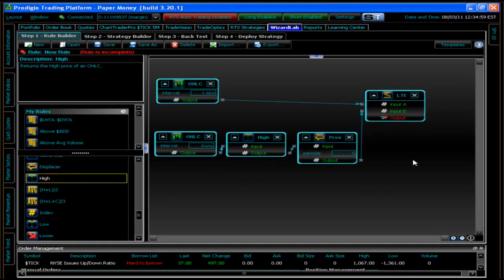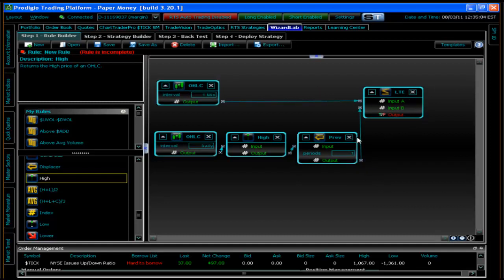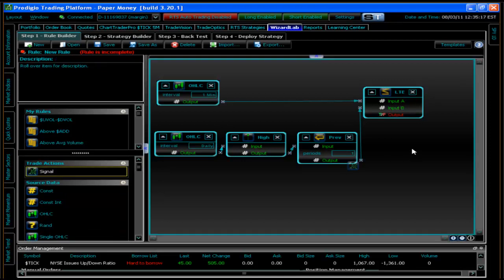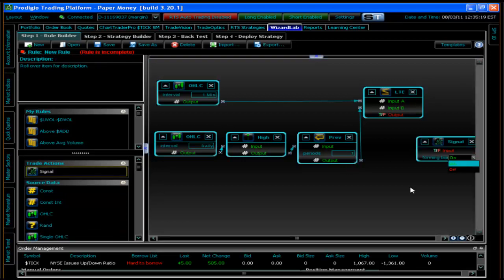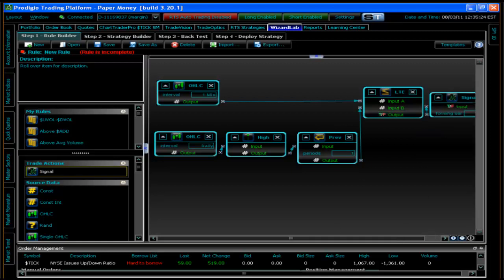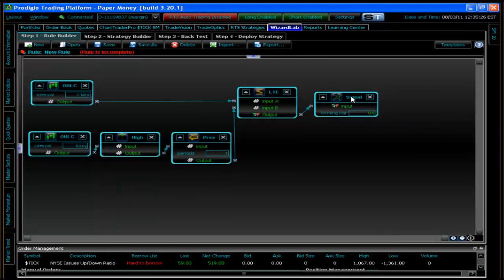And what I've created here is a rule which says make sure the OHLC is less than or equal to the previous day's high. Right, so the high of the previous day. Now, if I have forming bar on, this is correct. If my signal is forming bar on, then that's correct. I'll just complete it to illustrate. If I have forming bar on, this is going to be correct.